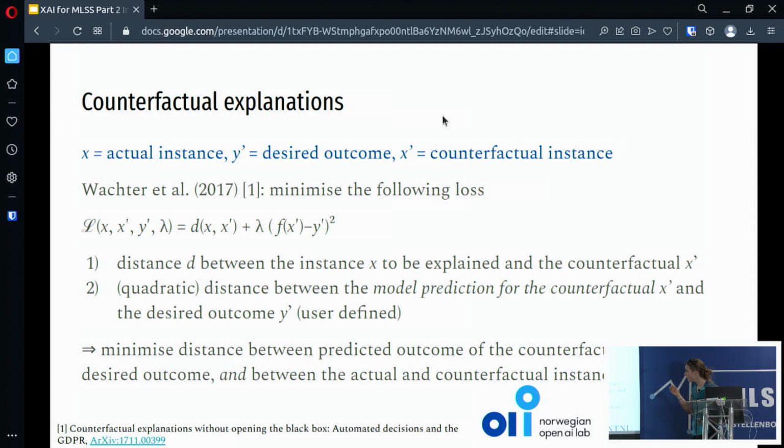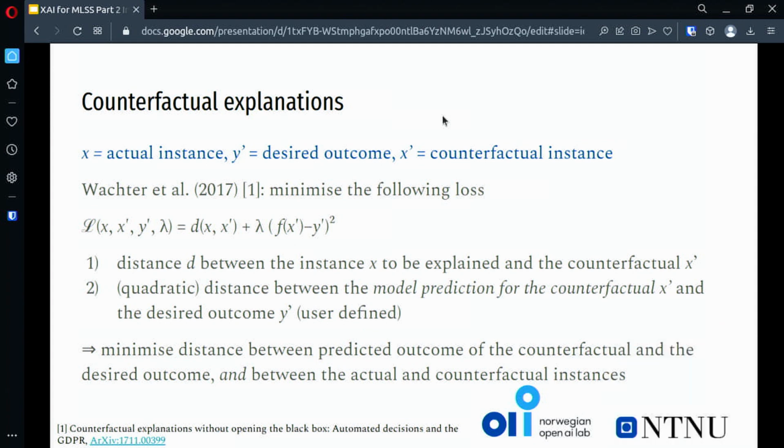Okay. So the first time, I think, that this was formulated in the XAI literature was in 2017, where they said that, okay, in order to generate counterfactual explanations, this is the loss that you have to minimize. Okay, and there are just two terms in here, so that's pretty intuitive.